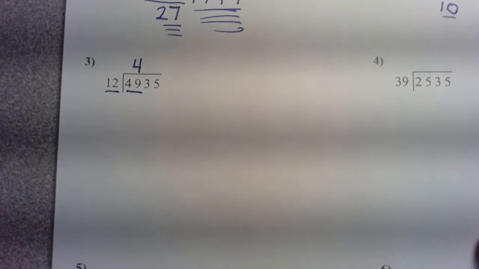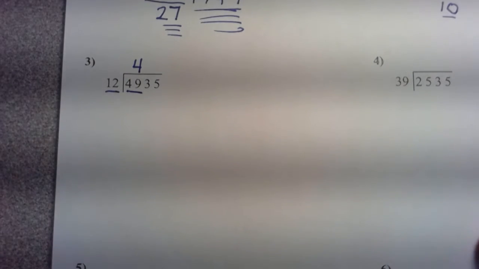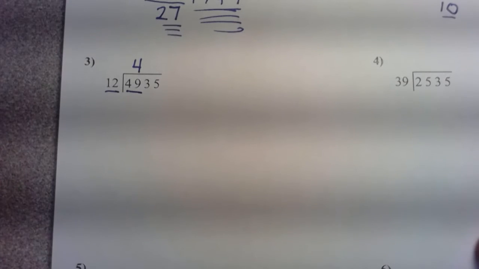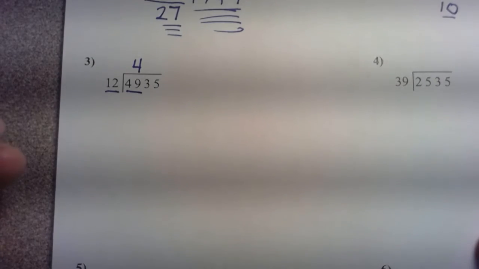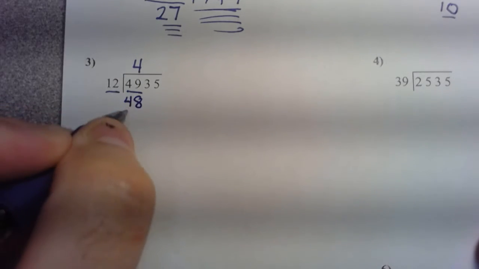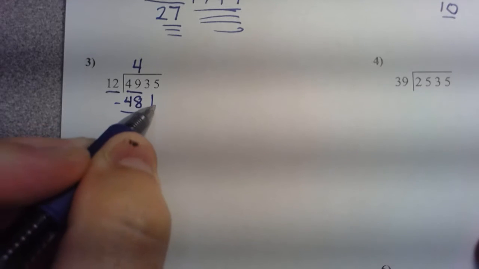So that's the only thing that's different today was that part right there. That's it. And we're working with a little bit bigger numbers, but not too crazy. So what's my next step? So 12 times 4 is 48, and then subtract 48 from 49. And you get what? 1, and then bring it down.